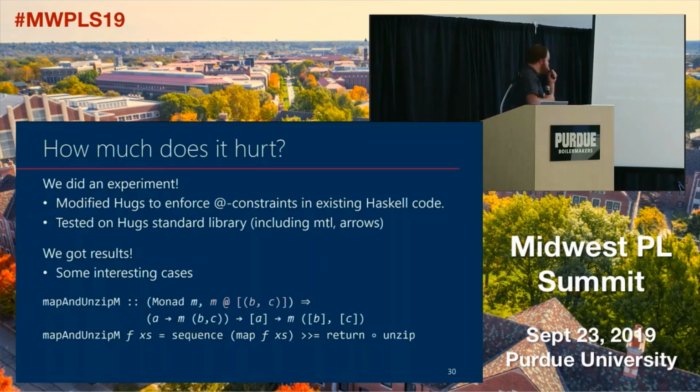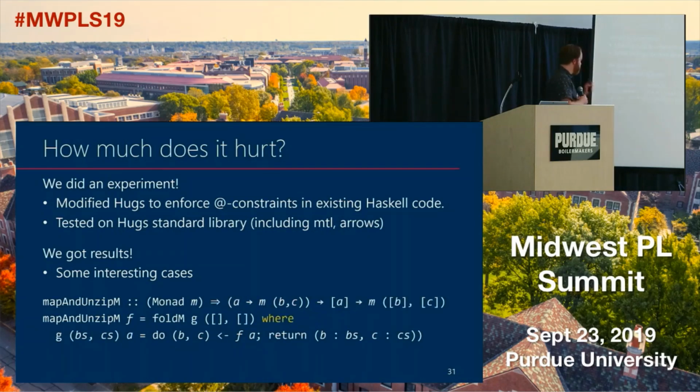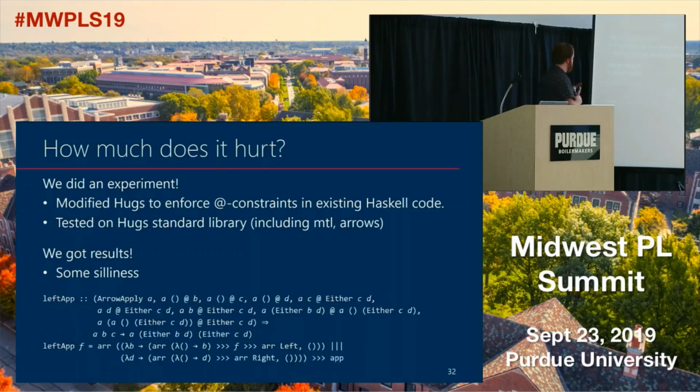We had a couple of interesting cases. Like this map and unzip function gets a constraint that we didn't necessarily expect, that the monad M is applicable to this type list of BC tuples. The fun thing about that is that that's an artifact of the way map and unzip is written. If we rewrite it as a fold, then that goes away. Now, this is not necessarily good. We'd like to write this the first way, but there's something sort of interesting going on there.